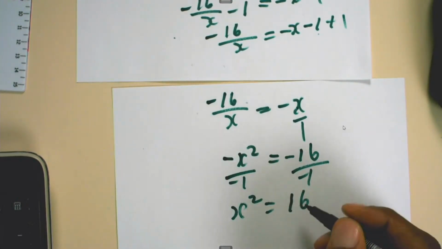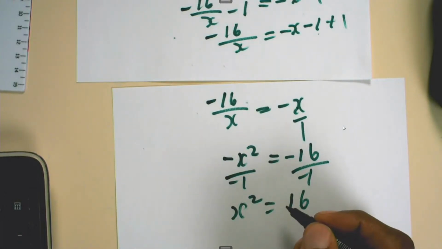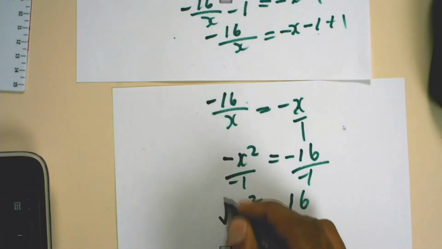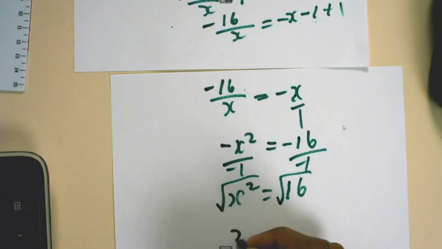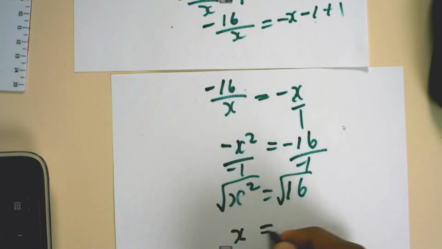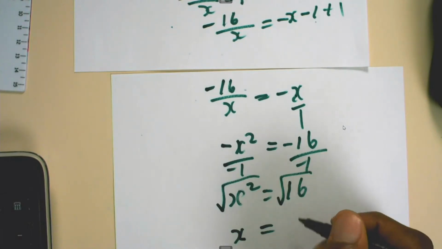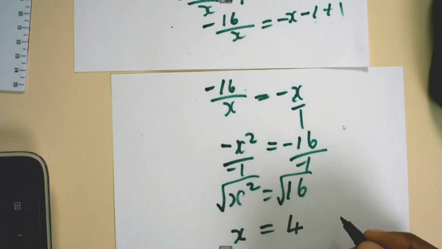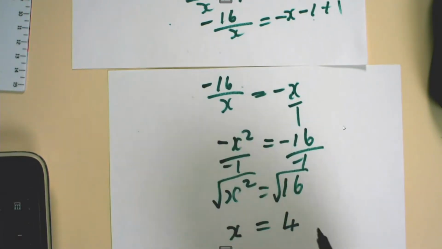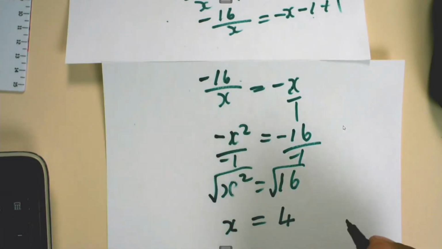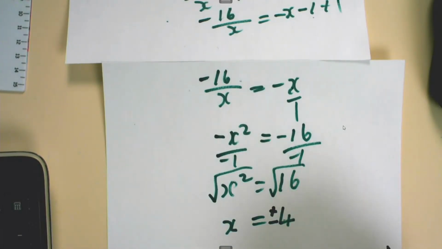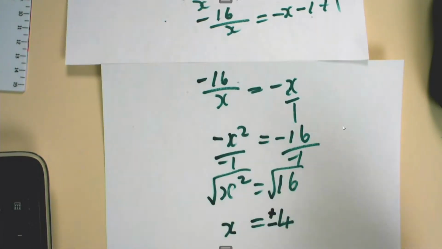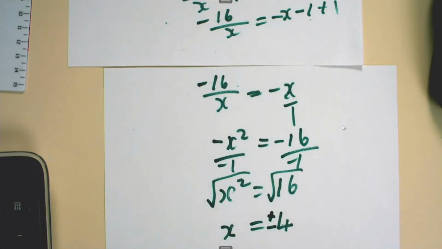Then what do we do? The method that I really don't enjoy, but I have to do it, is to apply the square root on both sides. The square root of x squared is x, and the square root of 16 is 4. I can hear most of you saying 4. That is the reason why I don't use this method, because you forget to say it must be plus or minus 4. You just leave it at 4 and think you're done. No.